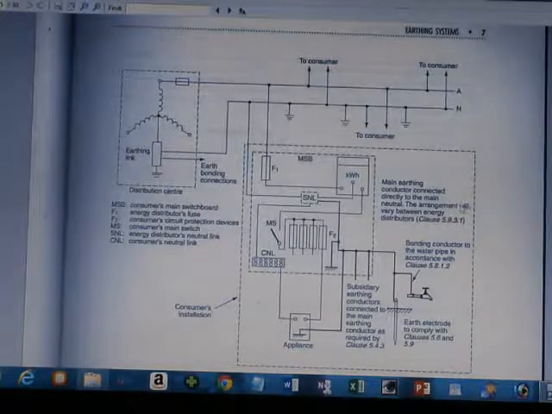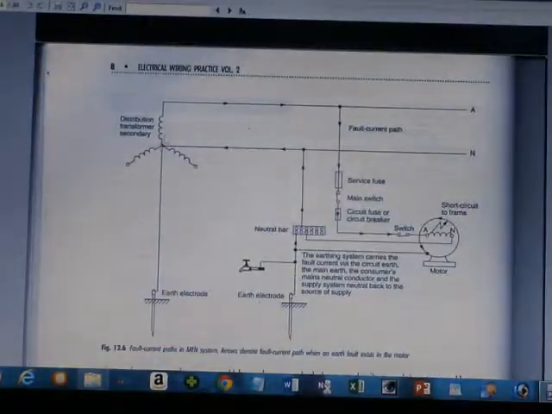So this was the kind of earthing. This is the earthing here, all the motor body we connected to this earth.